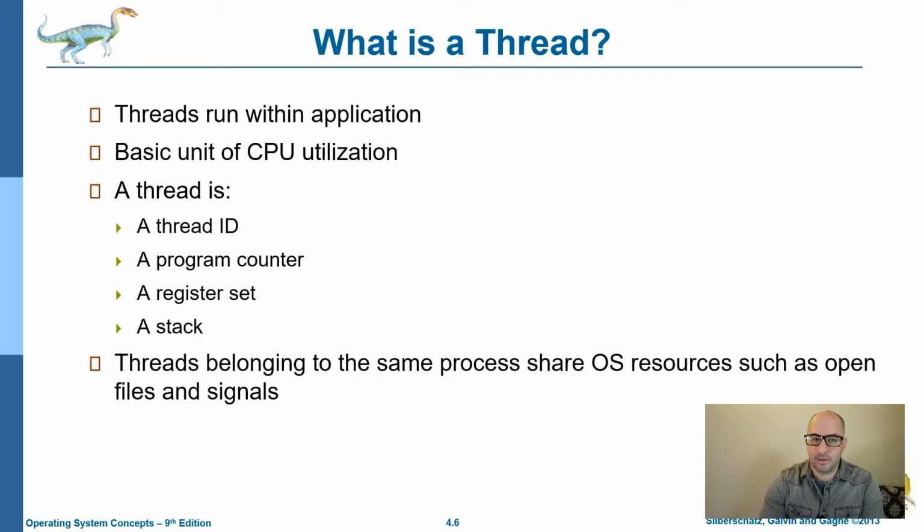So what is a thread? We discussed threading running within an application. We're not quite there yet, and we call it a basic unit of CPU utilization. That terminology the book uses, I'm not particularly fond of it because utilization has a specific meaning. What they intend to say here is that this is what a CPU does, is that it executes instructions.